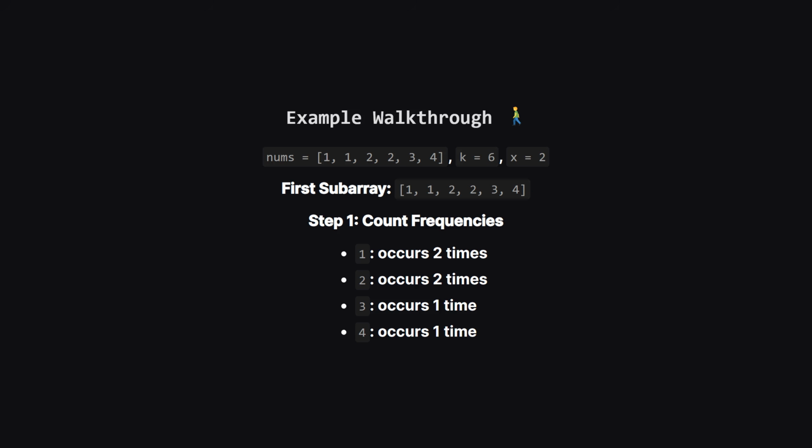Let's make this concrete with the first example. Our list is 1, 1, 2, 2, 3, 4. And we're looking for the top two most frequent elements in a window of size 6. The first window is the whole array, so we count things up. We see 2 1s, 2 2s, 1 3, and 1 4.